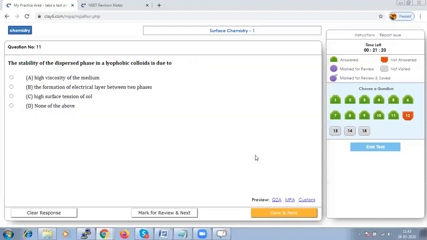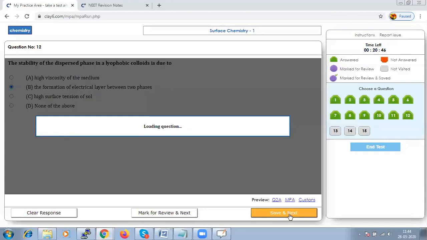The stability of the dispersed phase in lyophobic colloid is due to what? Why are lyophobic colloids stable? It's simple: the dispersed phase in a lyophobic colloid is stabilized because of the formation of an electrical layer between the two phases. Hence option B should be right. Let us save that and go to next.